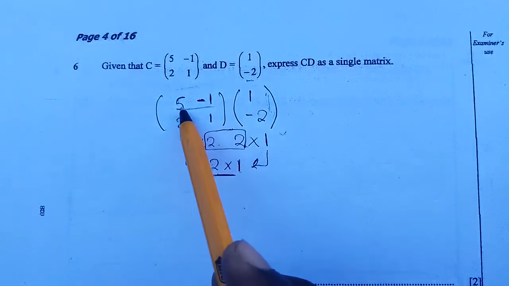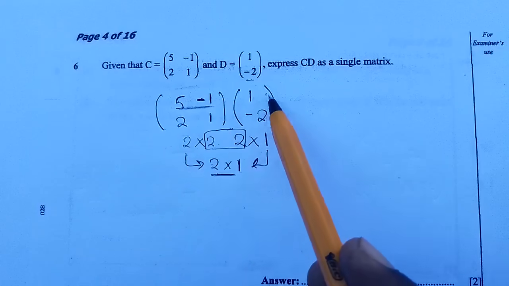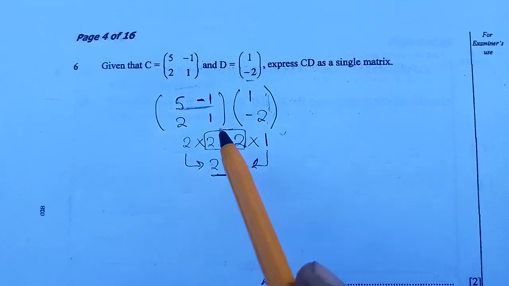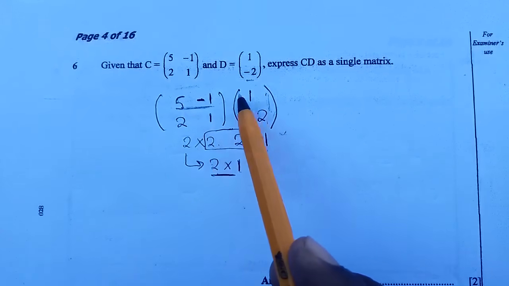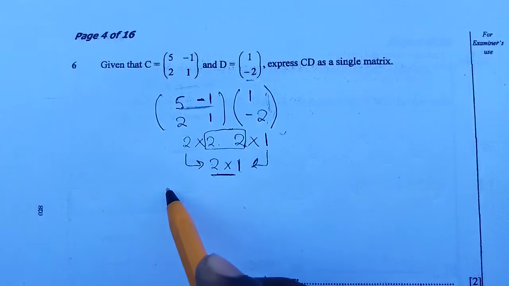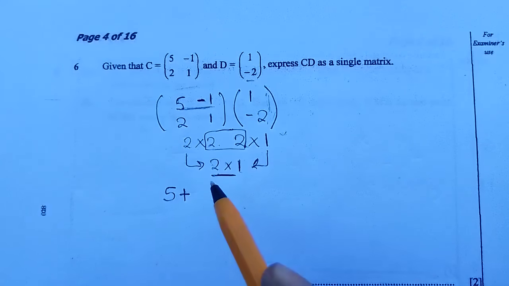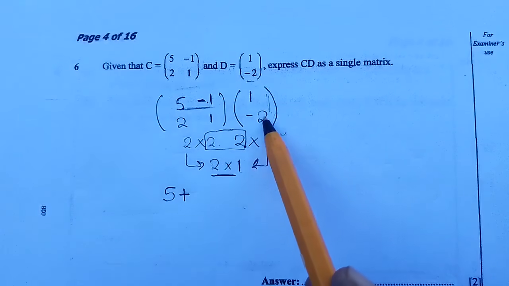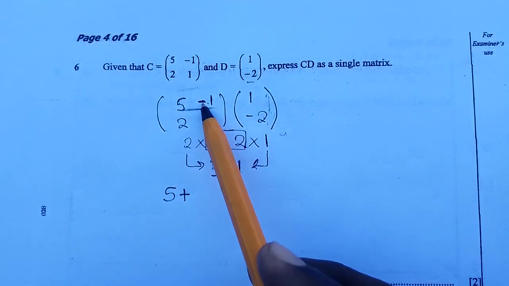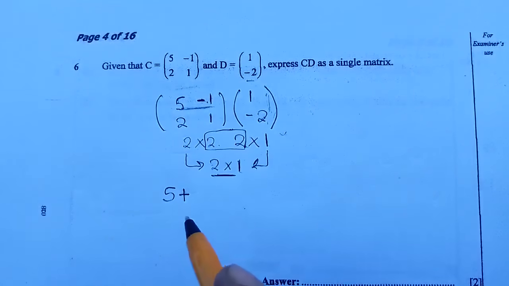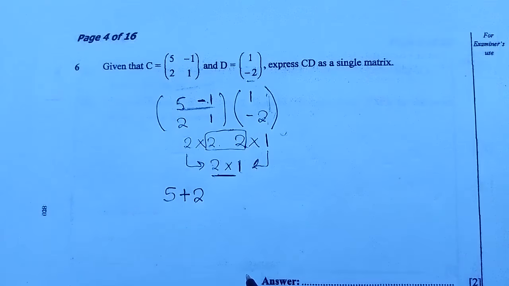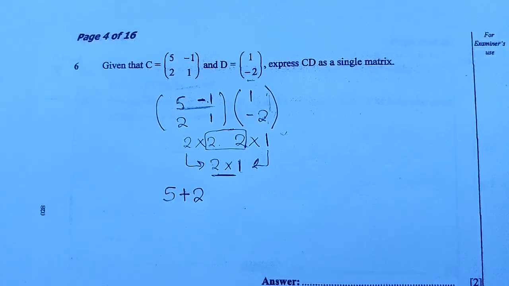So I'm going to get this row multiplied by that column. So what I'm going to do is 5 times 1, it is 5. Then I say plus, what is this one times that one? So -1 times -2, it is 2. This is what you need to do.